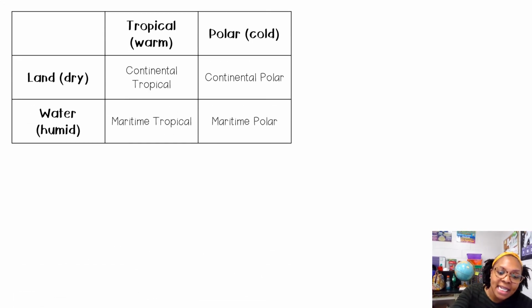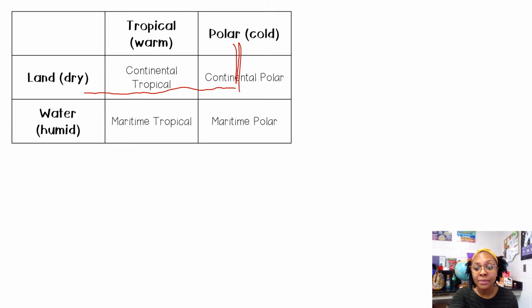So if it's on land, that means it's going to be dry, and if it's in the tropical region, it's going to be warm. So when you bring those together, you have the continental tropical. If it's on land and it's cold, continental polar. If it's in water and it's in tropical region, it's going to be maritime tropical. And then if the air mass is in water and it's cold, then it's going to be maritime polar.